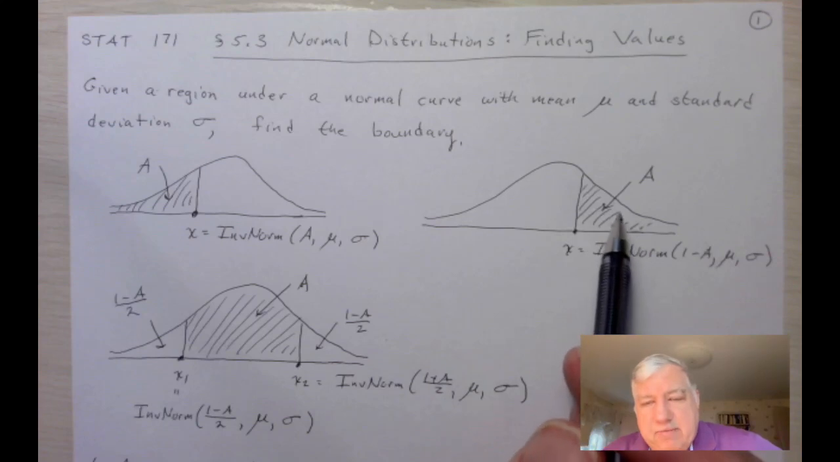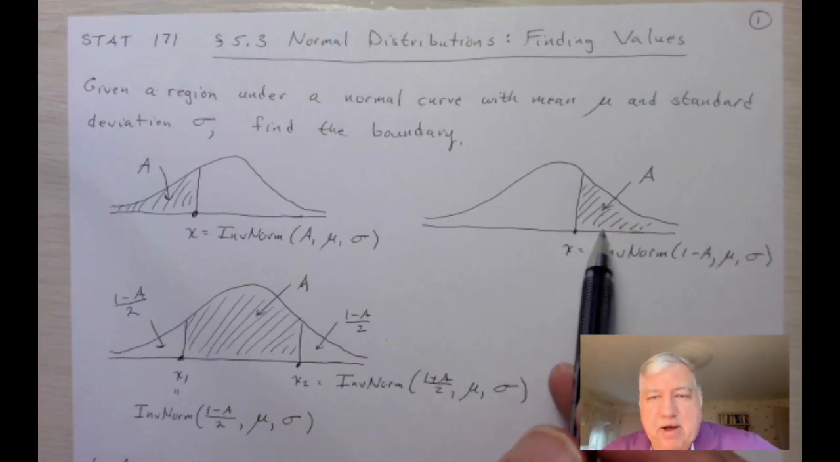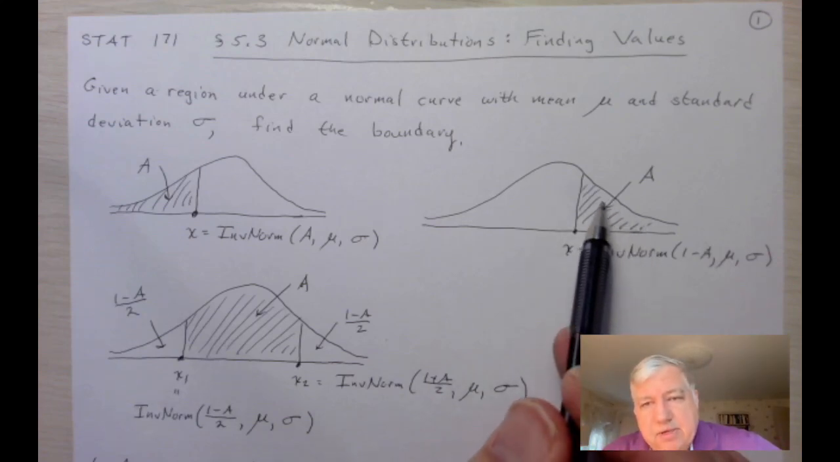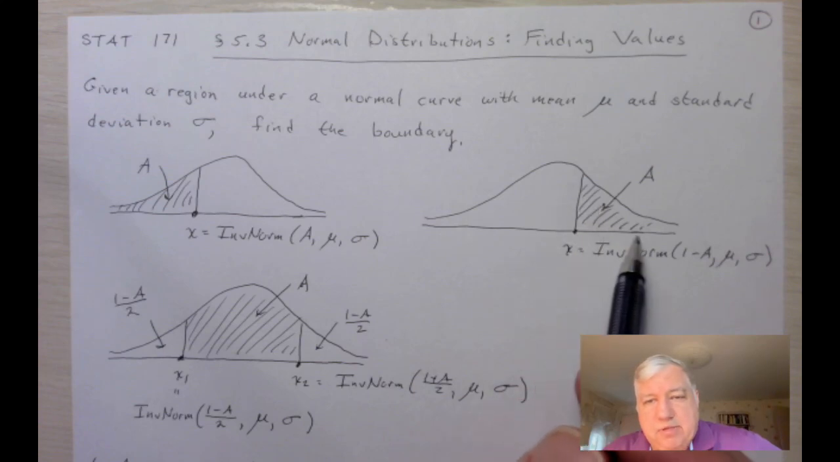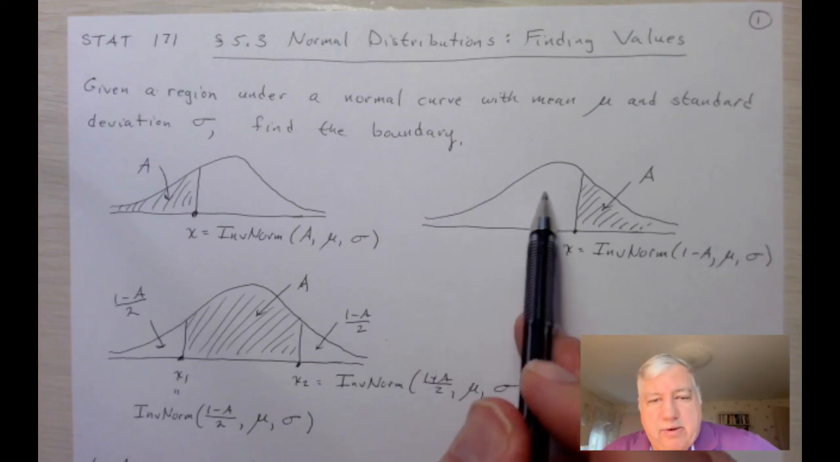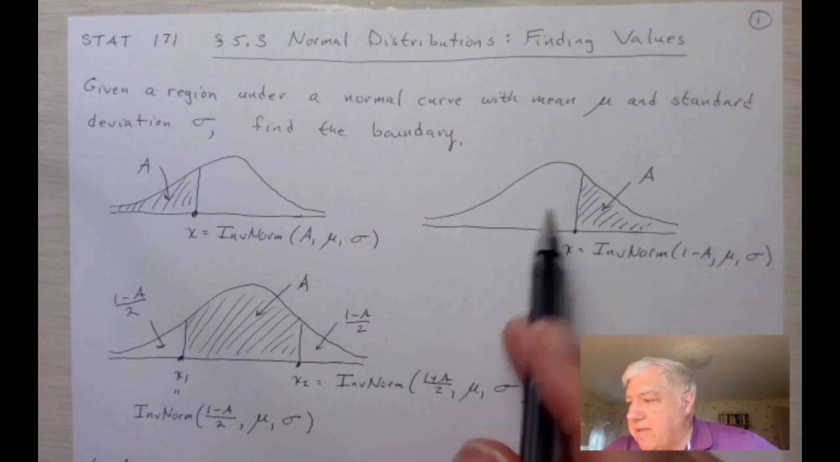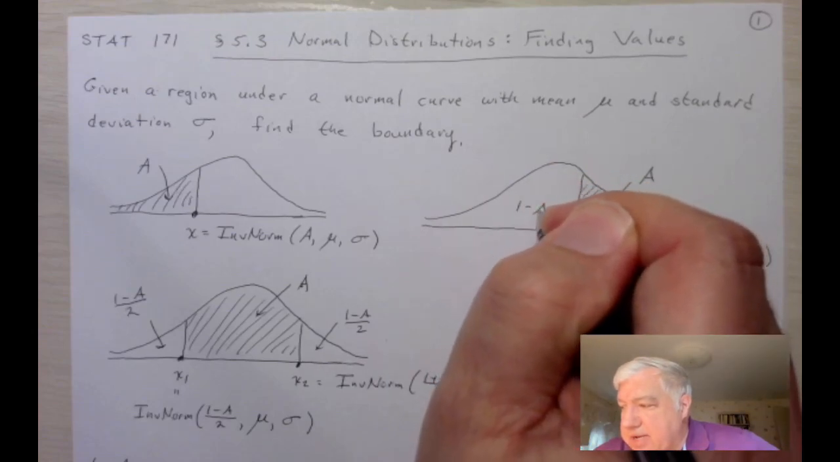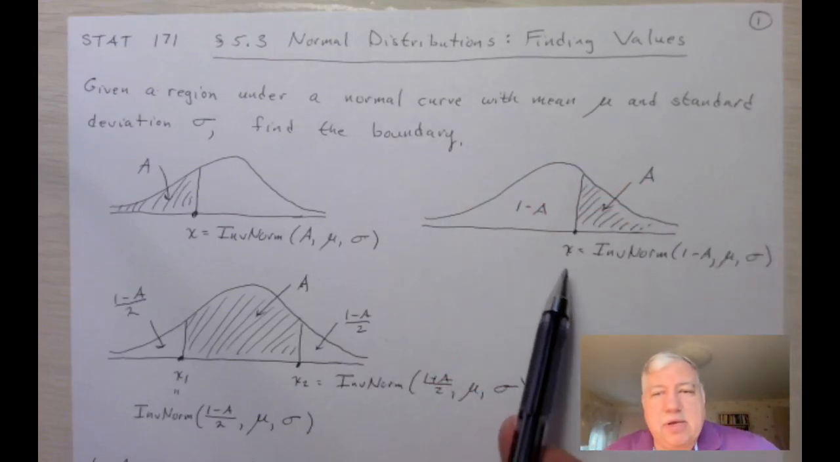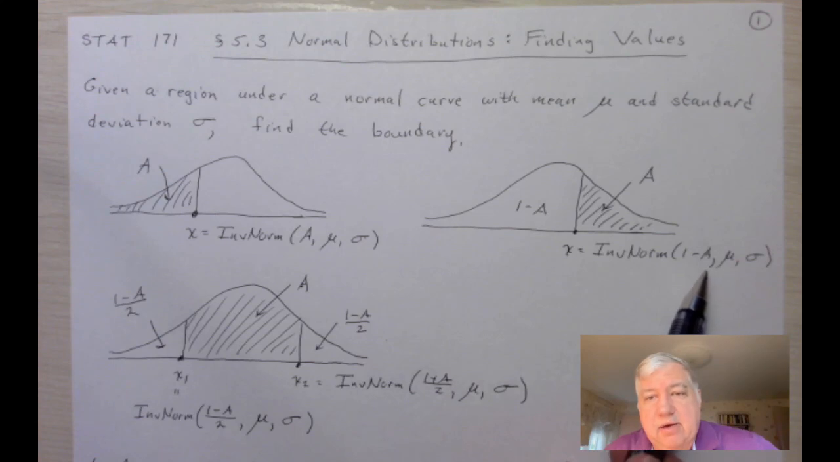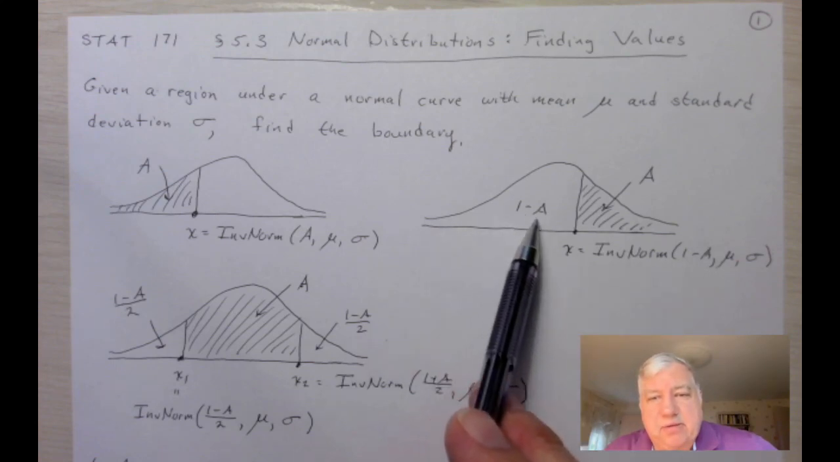Now, if you want to find this boundary, in this case, the area is to the right of this number x. So you know that the total area under the curve is 1. If this is A, then this area has to be 1 minus A. And that's why you would input 1 minus A, because that's the area to the left of this number you're looking at.